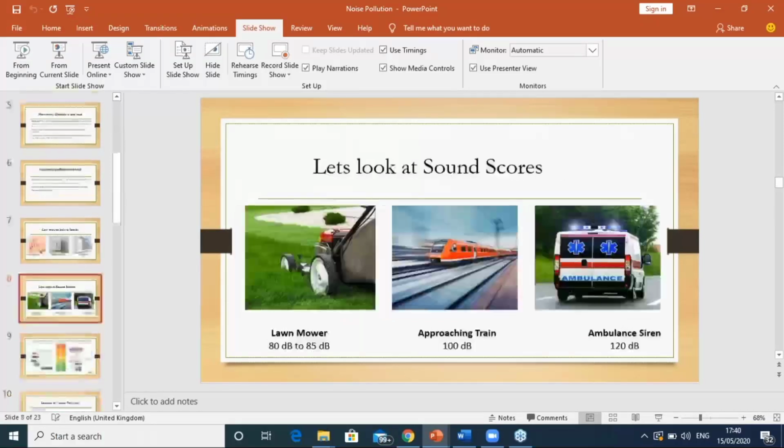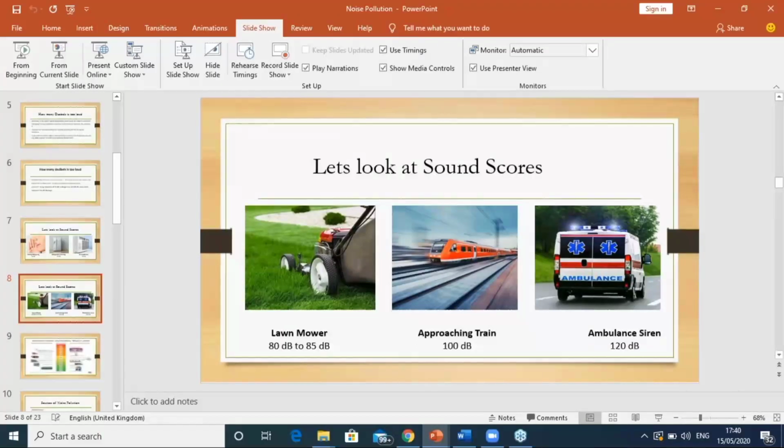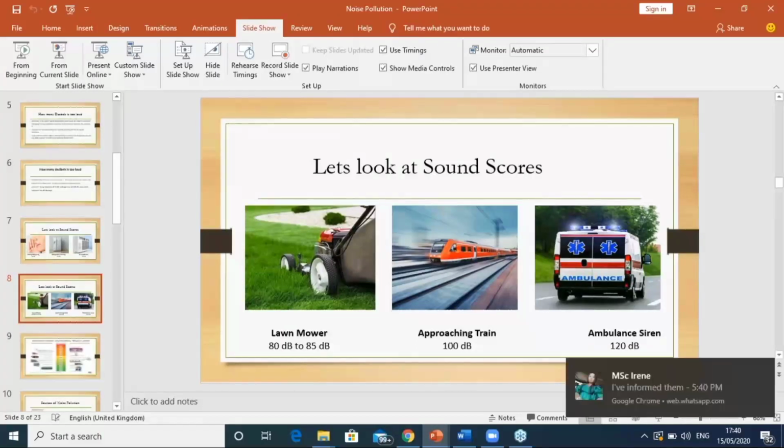Surprise, right? Let's look at others. A lawn mower produces about 80 to 85 decibels of sound. An approaching train produces about 100 decibels. The siren from an ambulance can produce up to 120 decibels.